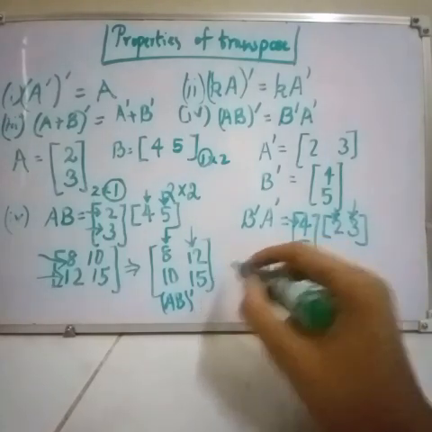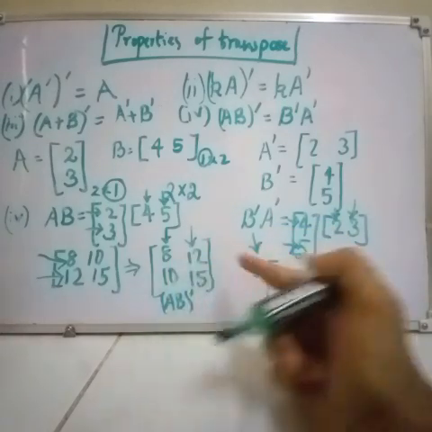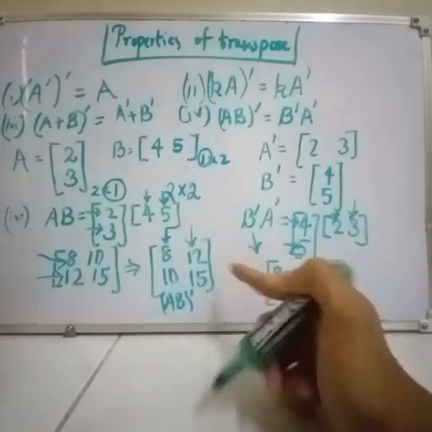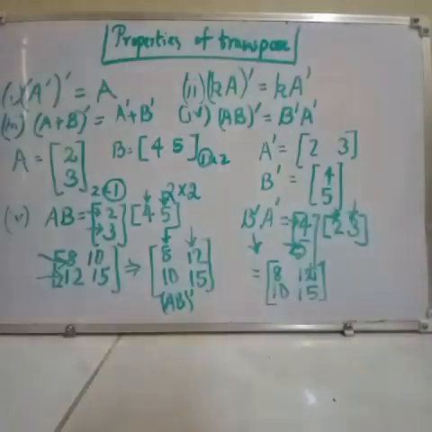If you compare B' A' with (AB)', this matrix and this matrix are both equal. So this proves the fourth property of the transpose of a matrix.